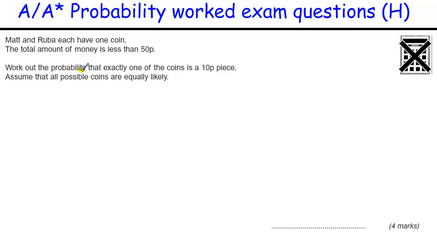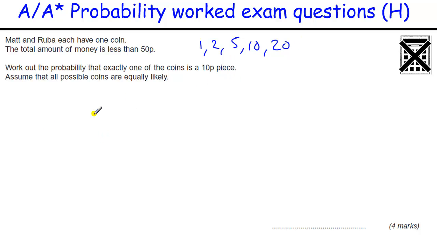Okay, coin question. Total amount of money is less than 50p, so we could have a 1, 2, a 5, a 10 or a 20p coin. Can't have a 50p coin because that would make a total more than 50. Work out the probability that exactly one of the coins is 10p. Assume they're all equally likely.